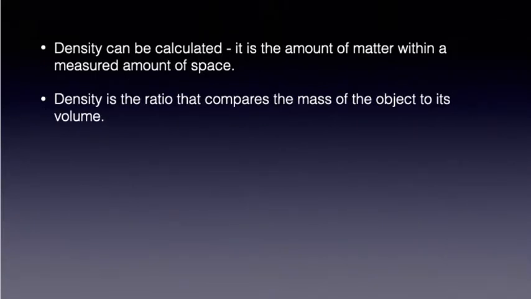Because density is the ratio that compares the mass of the object to its volume, we can write the equation. And the equation is D equals mass over volume. Density equals mass over volume. I can also write it this way. It might be a little easier to see it if I write it this way.